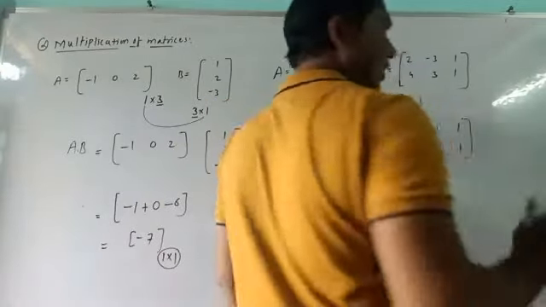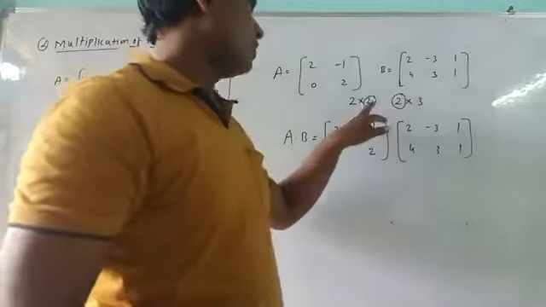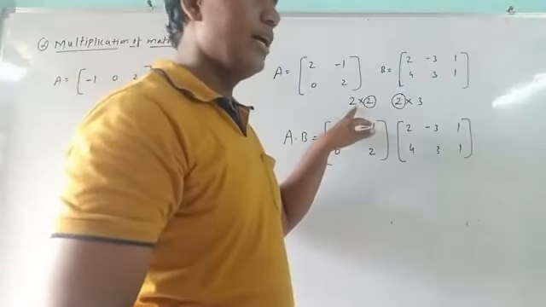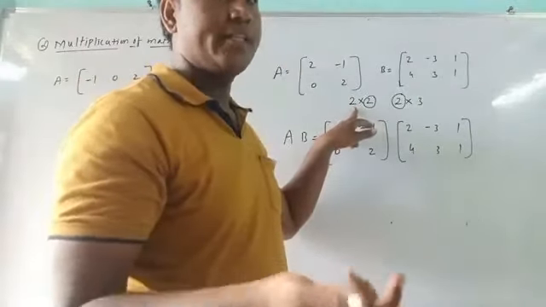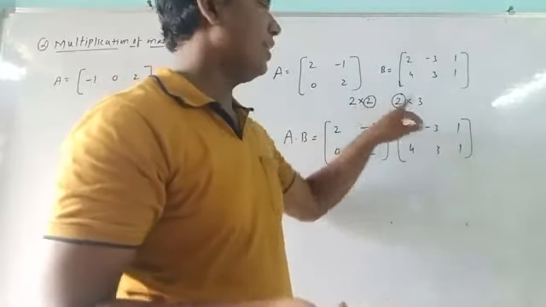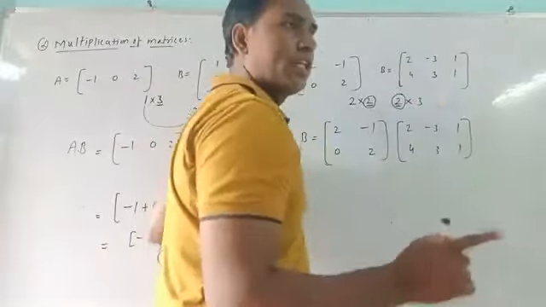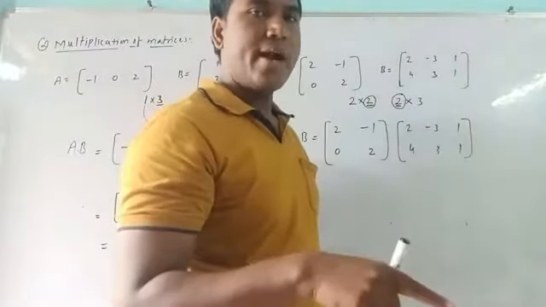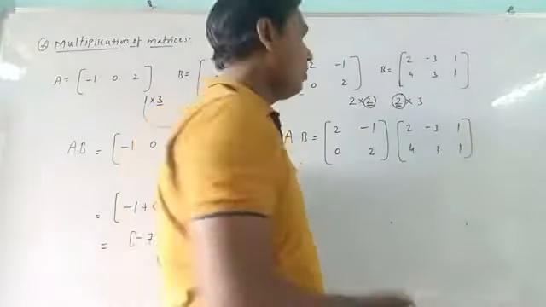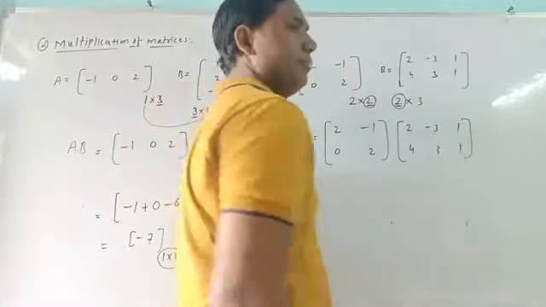And the important thing is the third step. What is the third one? After multiplication, 100%, the order of the new matrix will be 2 by 3. If the number of columns is equal to the number of rows, then 100% we can say that the order of the new matrix after multiplication will be 2 by 3.